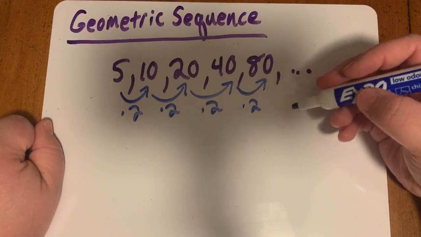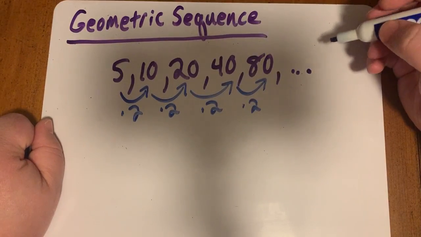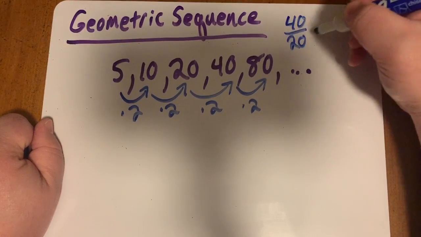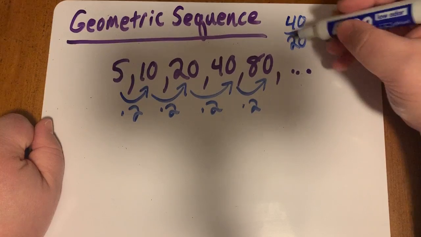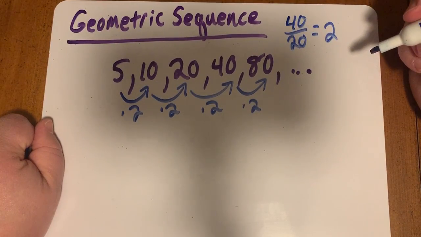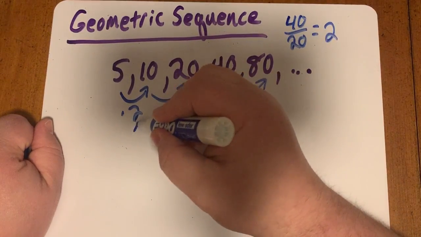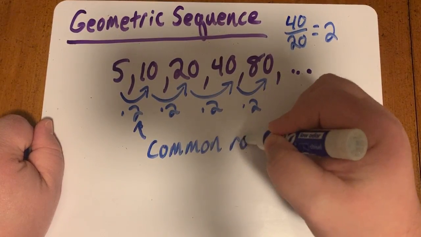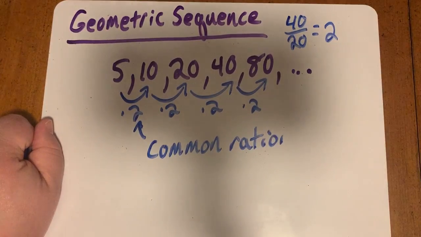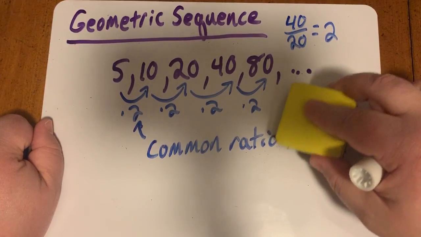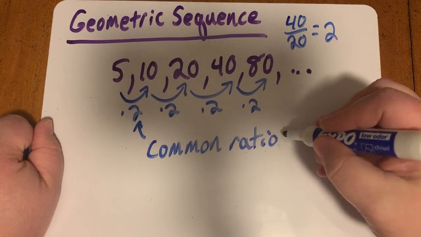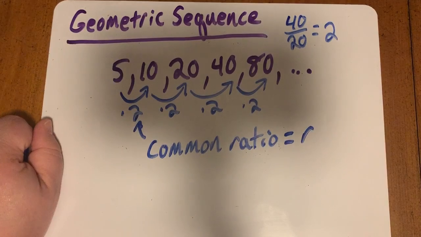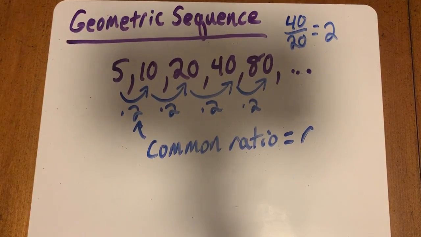Now to get that 2, if you were to take any two successive terms, so let's say 40 and 20, to get that 2, you would divide them, or take the ratio. That's why this value is called the common ratio. It is the ratio of two successive terms. And the variable we use for that, just like we use d for the common difference, we use r for the common ratio.